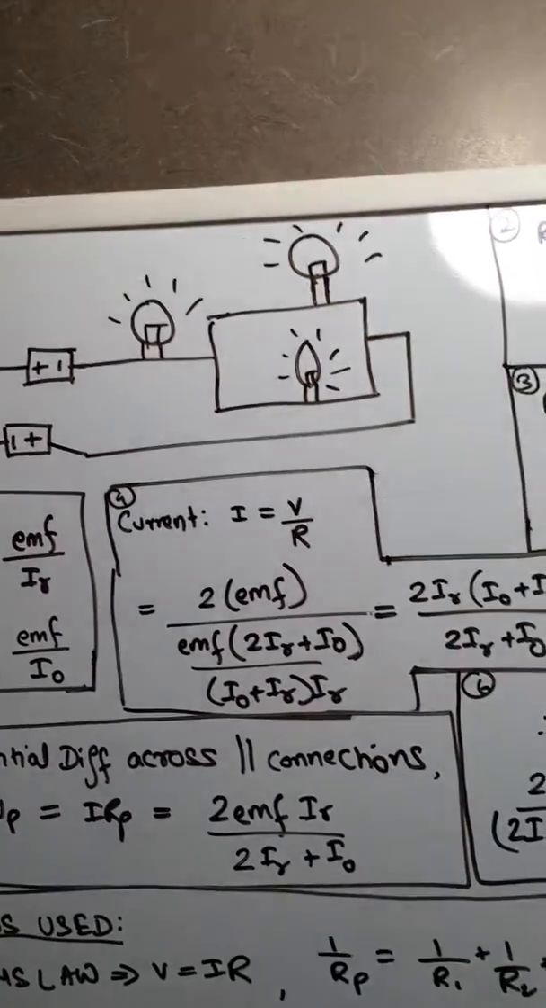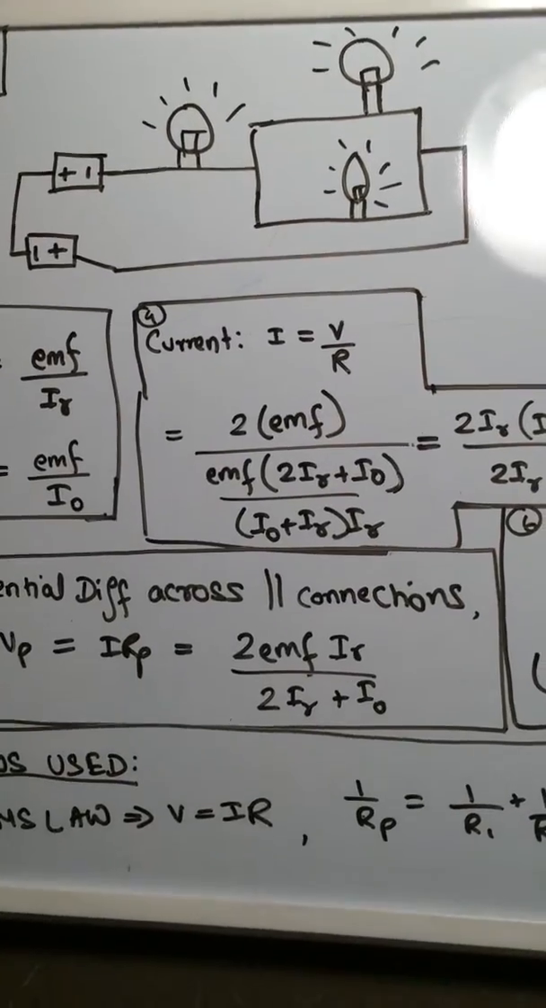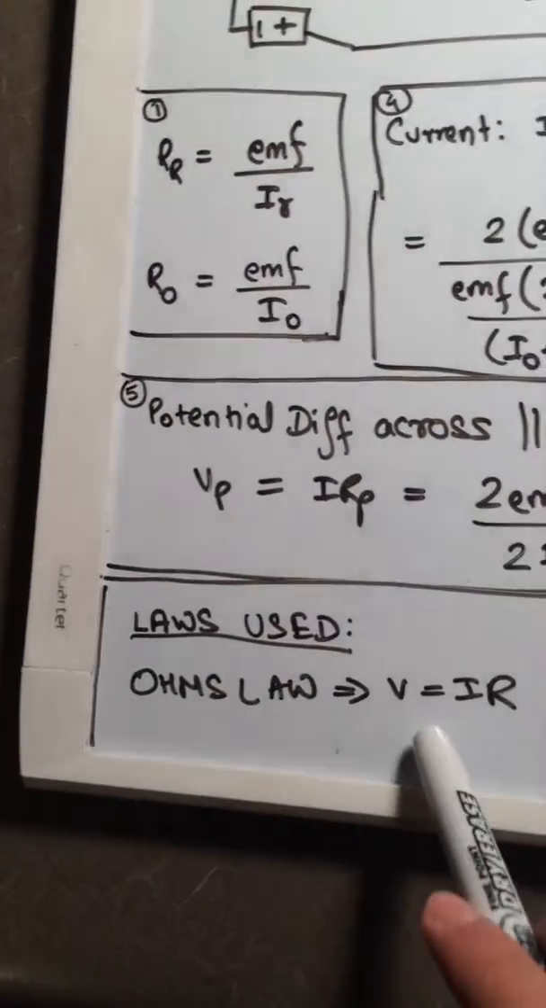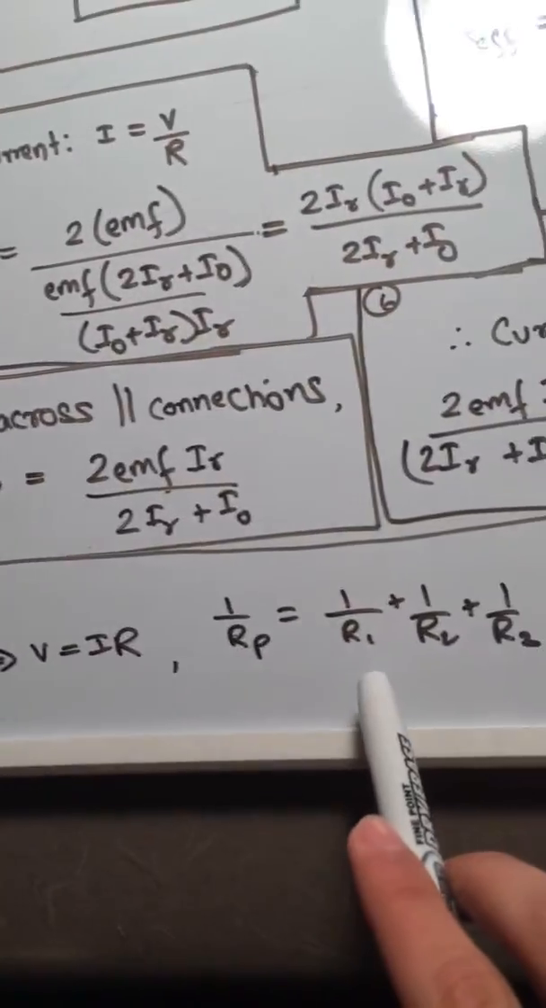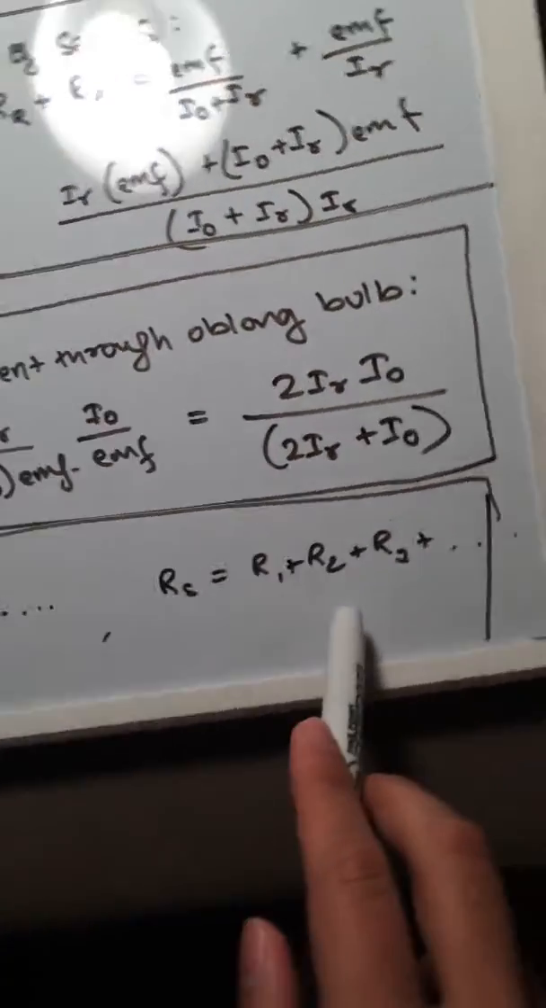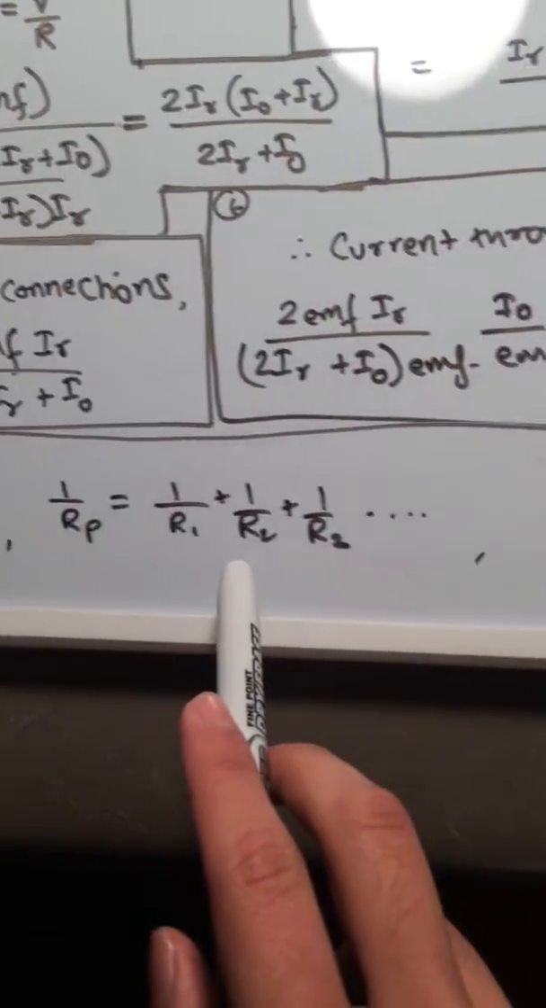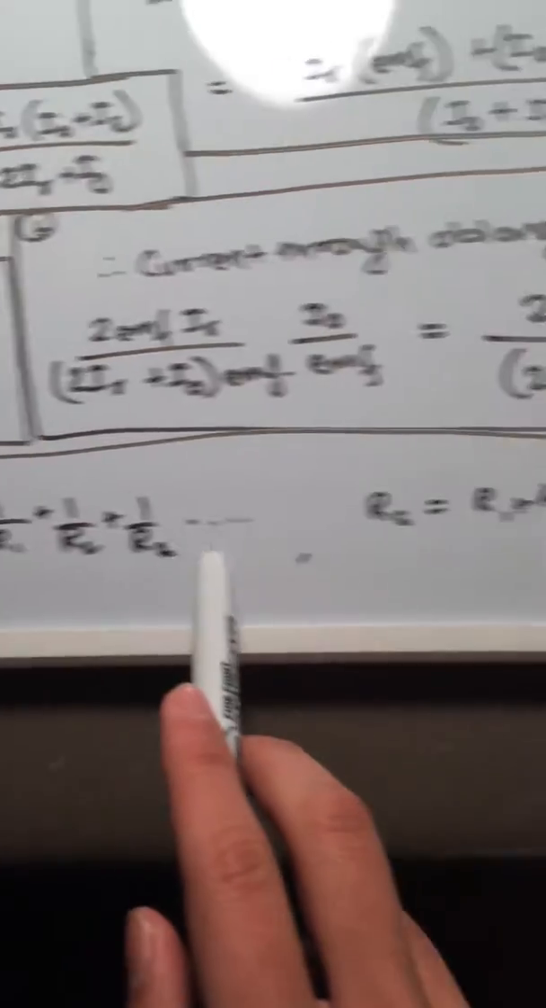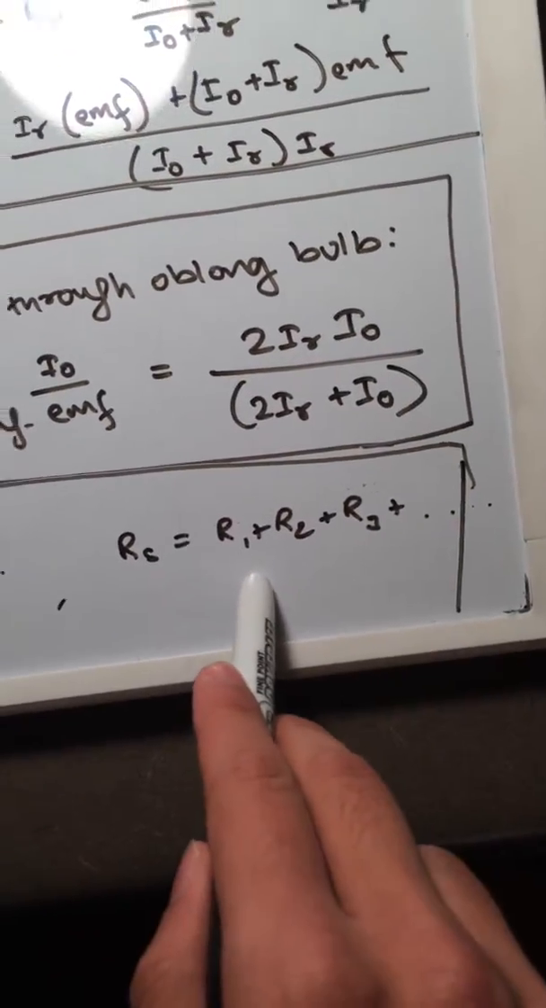To solve the problem, we aren't going to need a lot of laws or anything. We're just going to use Ohm's law and the 2 rules to determine the effective resistance when a circuit is connected in parallel and when a circuit is connected in series.